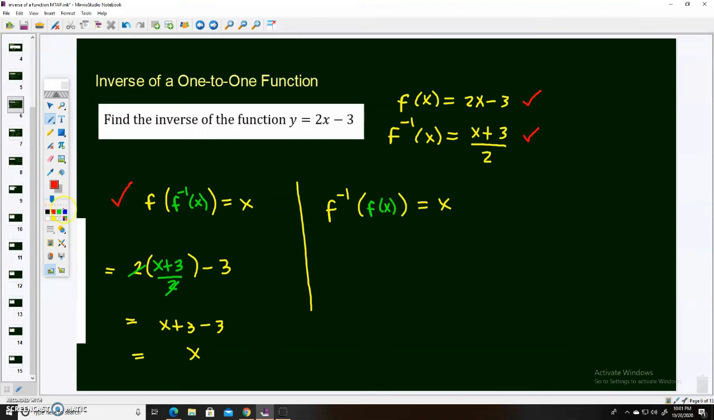Now let's have the other one. In this case, f inverse is x plus 3 over 2, and in here goes f of x, which is 2x minus 3. We just simplify this. The numerator will be just 2x, because minus 3 plus 3 cancels out, over 2, and this is equal to x. So again, this condition is also satisfied, meaning the two functions are inverses of each other.